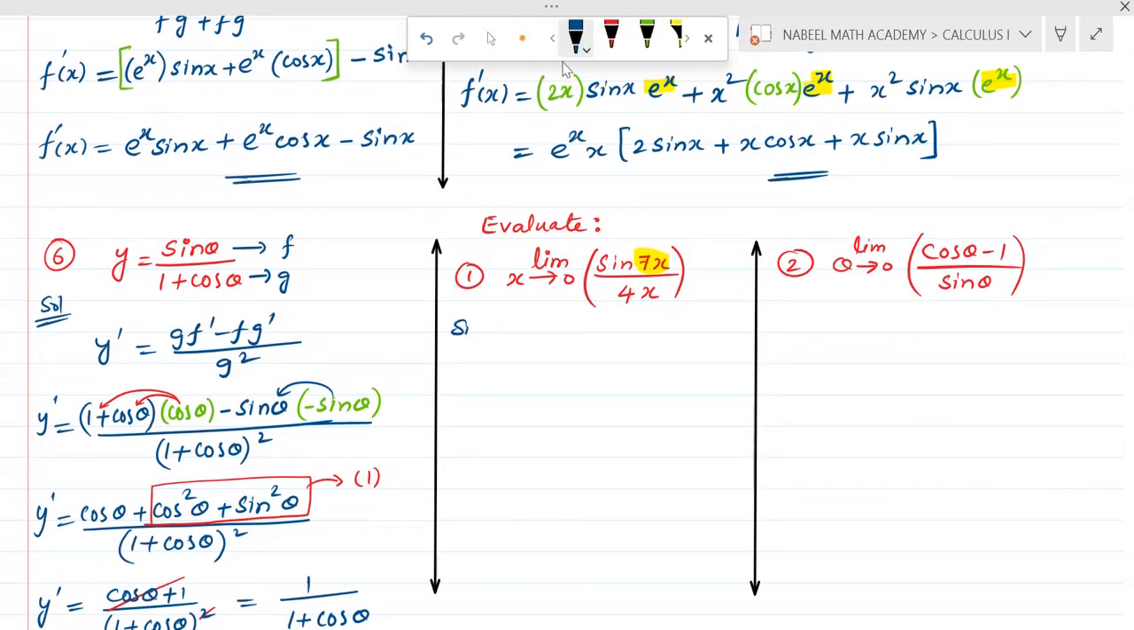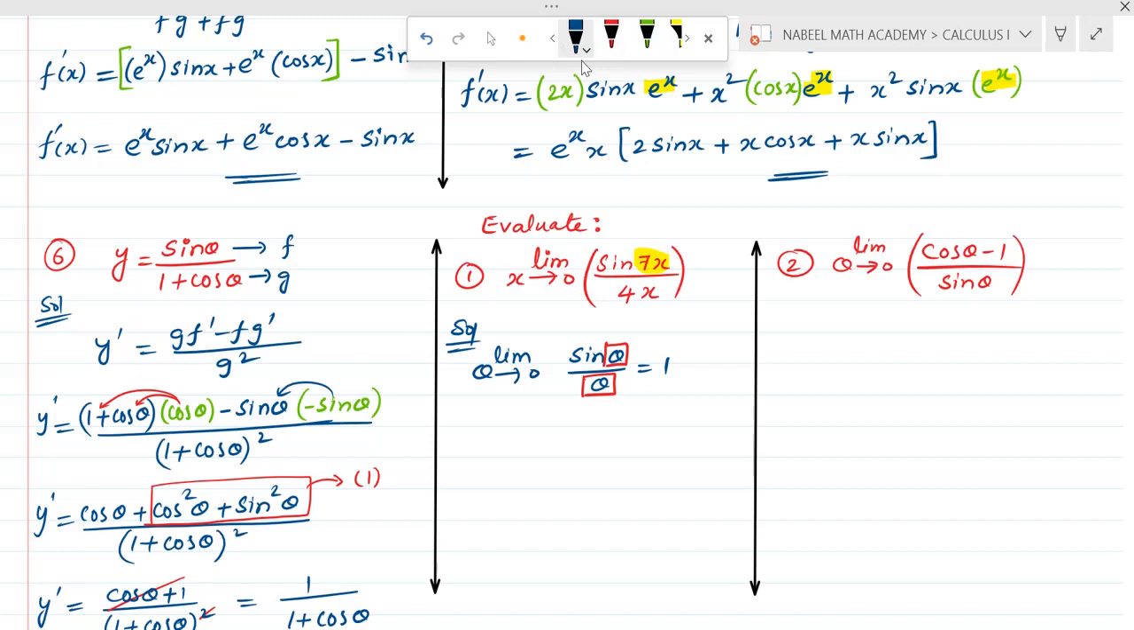This is the rule. In order to apply the rule, we have the limit as theta approaches 0 of sine theta over theta equals 1. So you should have the same term. If it is theta, it is theta. If it is 7 theta, 7 theta. 4 theta, 4 theta. But it is not the case, so I can just make an adjustment here.